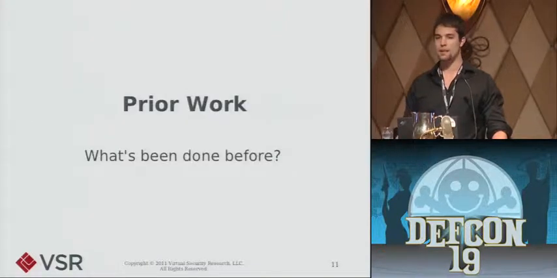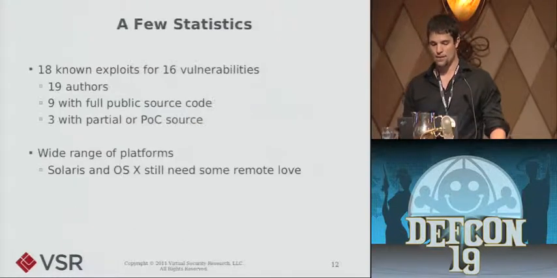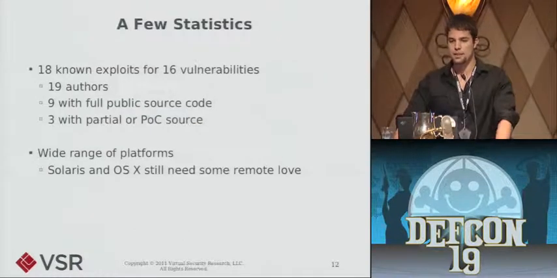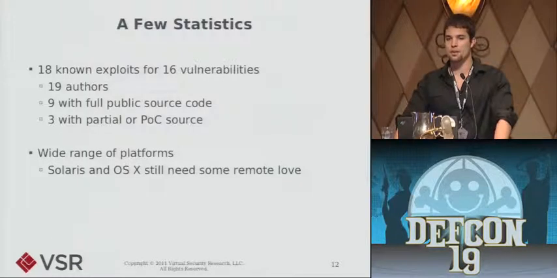So before I get into what I did, I thought it would be prudent to talk about what's been done before. So I researched every remote kernel exploit I could find anywhere. And I identified 18 exploits that have been talked about or published for 16 unique vulnerabilities. These were written by 19 people. 9 of them have full public source code, many of them Metasploit modules. 3 of them have partial or proof of concept source code. And the rest were discussed in detail at conferences without code.